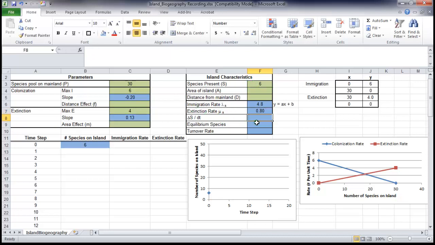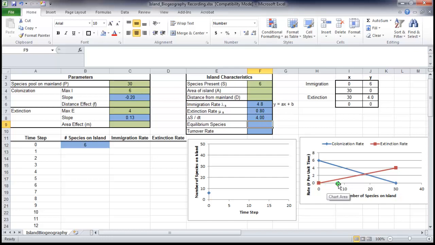At this point, we can now compute the change in species for the time step. So delta S is the change in the number of species, S, per time step. And we can get that by just subtracting the immigration rate minus the extinction rate. What you can see here is that our population on our island has 6 species, and it's going to be gaining 4 additional species in this next time step.